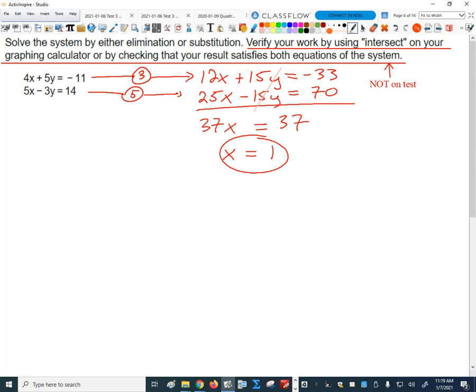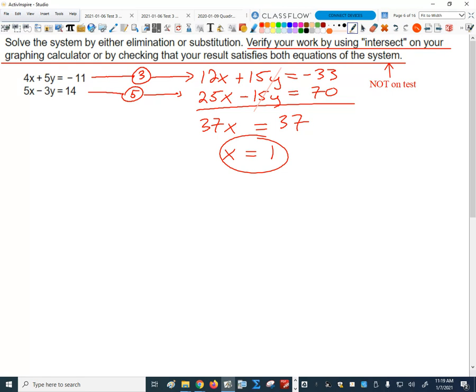Okay, so the y was slightly better. If I were going to get rid of the x's, does everybody see that I would have had to multiply the top by 5 and the bottom by negative 4, something like that? And so I'm multiplying by slightly bigger numbers. 3 times 5 is 15 and 5 times 4 is 20. Well, 20 is bigger than 15, so I'd rather multiply by smaller numbers, wouldn't I? So it was a very slight difference, but the y is a little bit easier to get rid of.